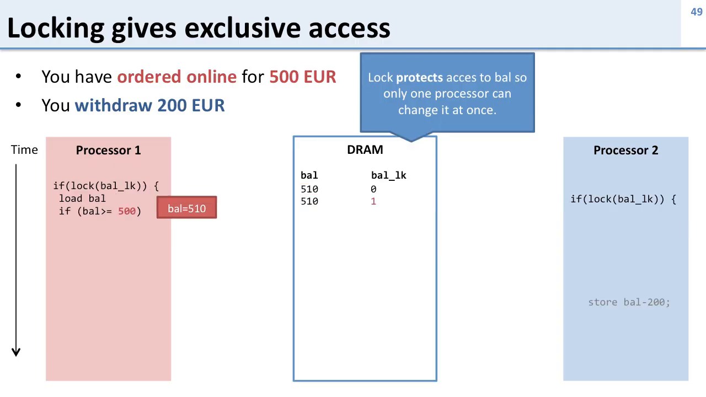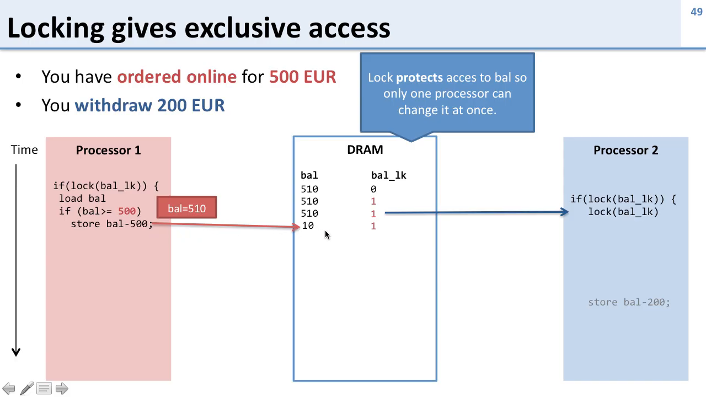So what happens next? We continue in processor 1. It's going to do its computation. The DRAM value stays the same, but now processor 2 is going to check the lock again. Is it free now? Well, it gets the value, it's not free, so it has to wait again. Processor 1 over here is going to go ahead and store its new updated value. So now we have 10 in the DRAM, and the lock is still 1, and so processor 2 is going to check again, and it sees the lock is still busy.